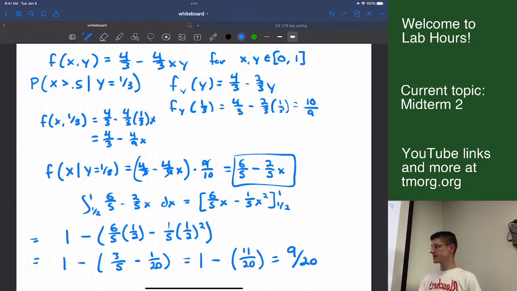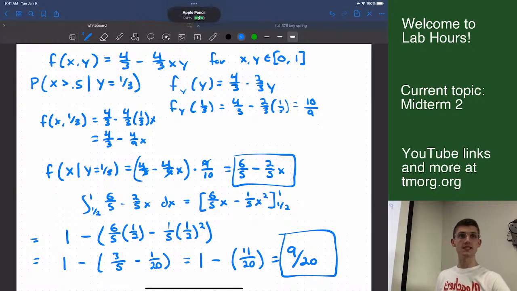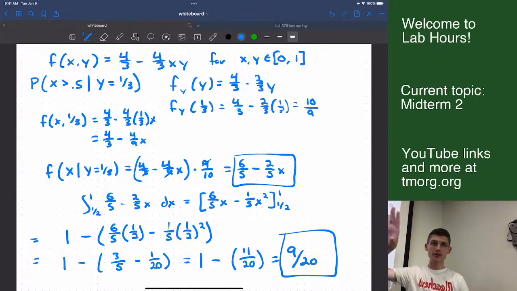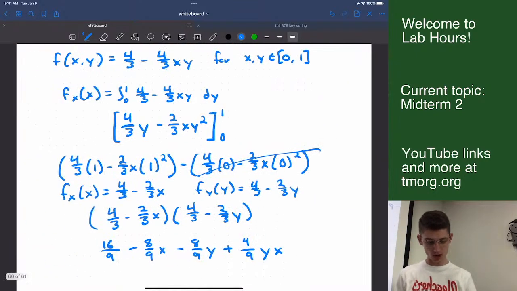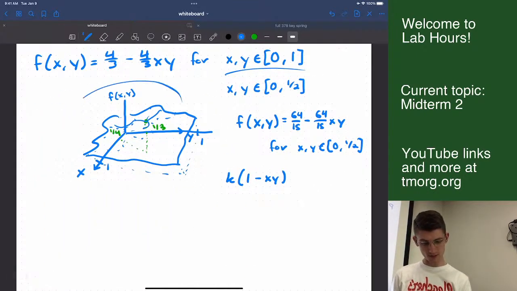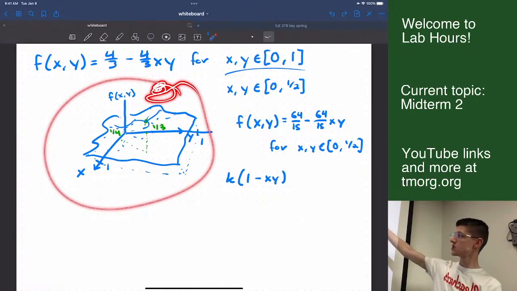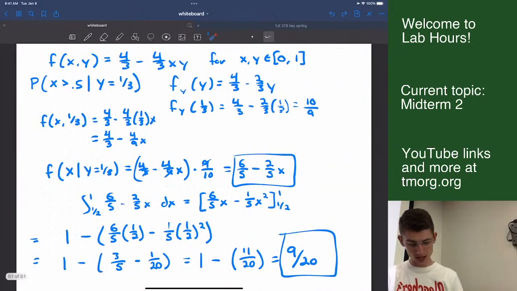So, what does this mean? We've got an answer now. This means, cool stuff, this is the interpretation. I was asked for the probability that x is greater than 1/2 if we already know that y is 1/3. Okay? So, based on this above function, 4/3 minus 4/3 xy, based on, you know, this funky little solid that is this distribution, it's what is represented by.